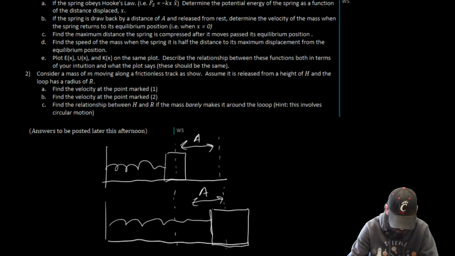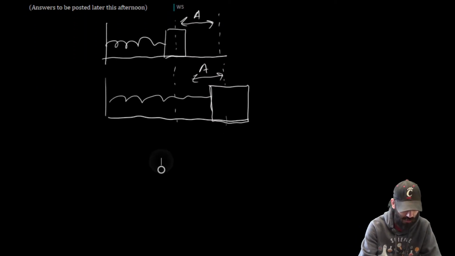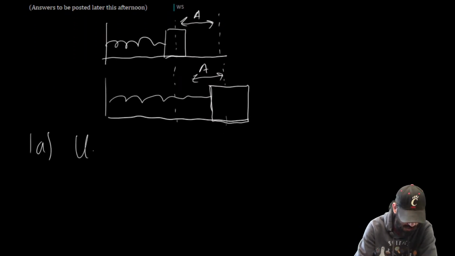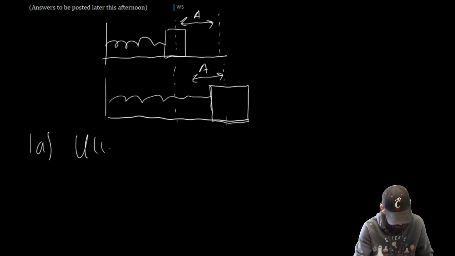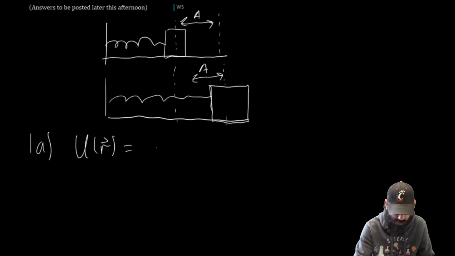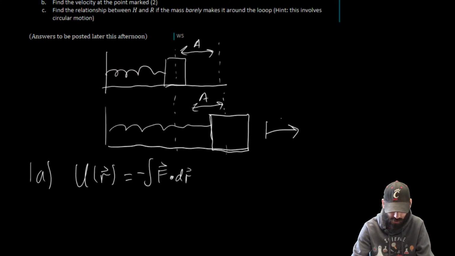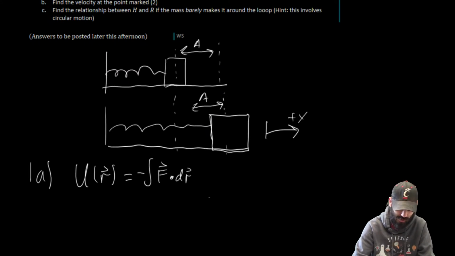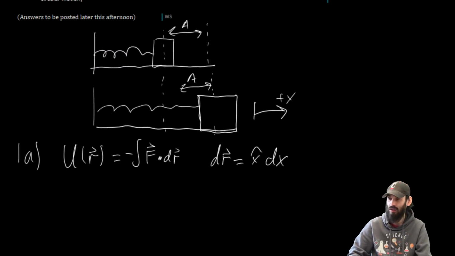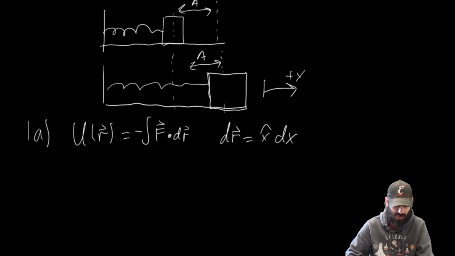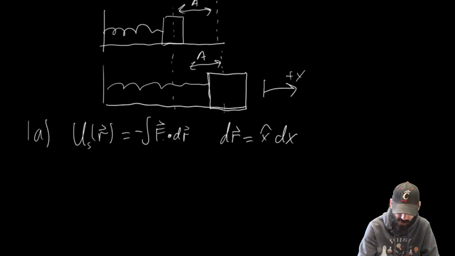Okay. So in order to determine the potential energy function, this is 1a, we're going to recall that the potential energy, in general as a function of r, is equal to the integral of F, for whatever conservative force we have here, dot dr, with a negative sign on the outside. Now here, when we're talking about this spring, we're going to say this is the plus x direction. And so that says that the dr vector is going to be x hat dx. And the force of interest here is going to be the force of a spring, so this is going to be U sub s and F sub s.